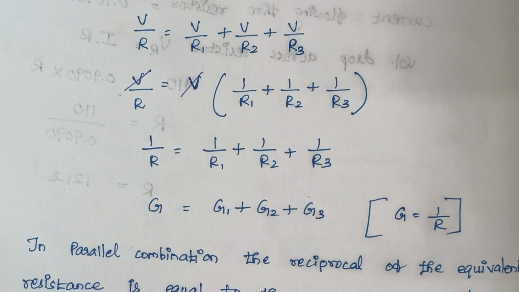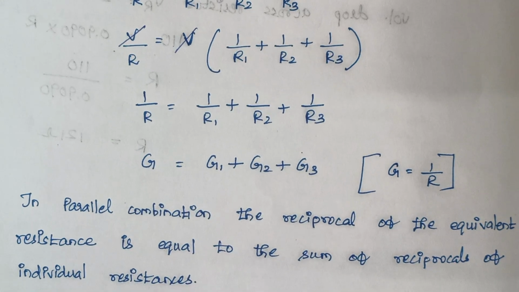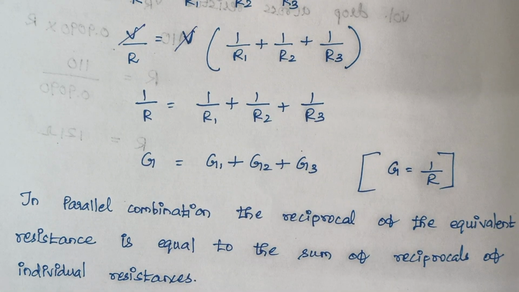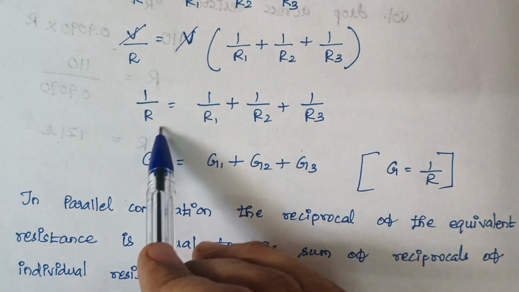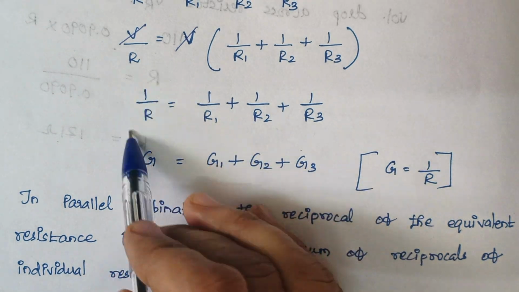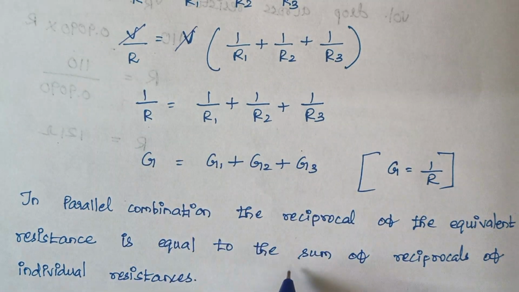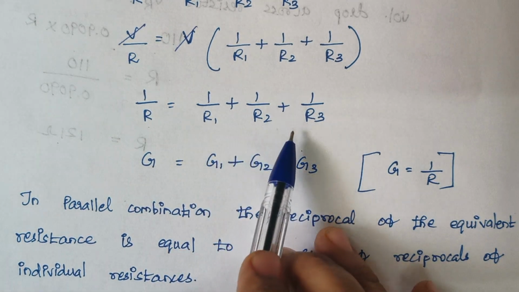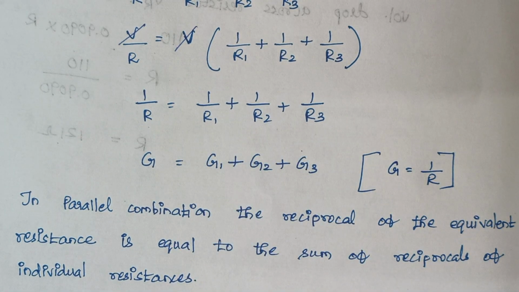So in parallel combination, the reciprocal of the equivalent resistance is equal to the sum of the reciprocals of the individual resistances. You see, the equivalent resistance is nothing but the total resistance. So the reciprocal of the total resistance is equal to the sum of the reciprocals of the individual resistances.